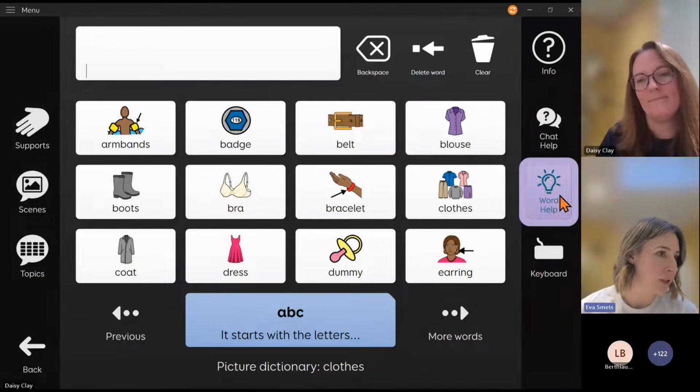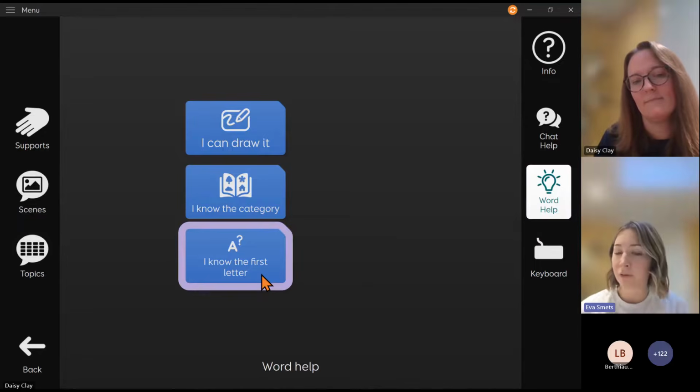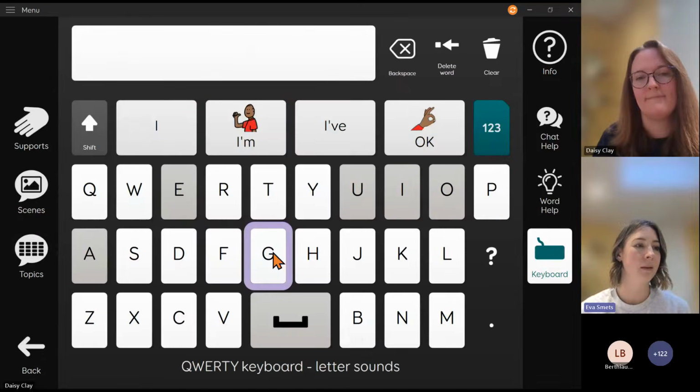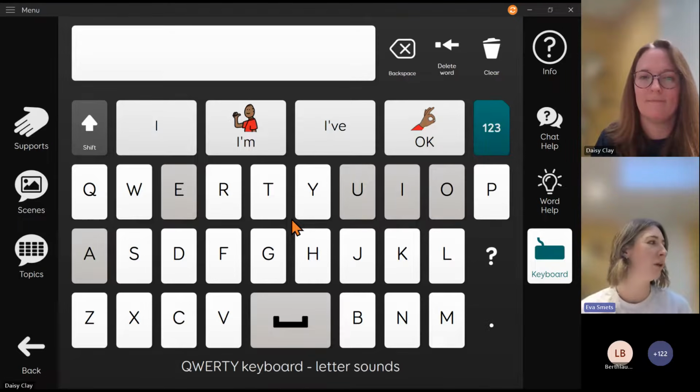And then the final option in Word Help is if you don't have that visual knowledge, you don't have the category knowledge, but perhaps you know what letter or what sound the word starts with. I know the first letter. You can go to I know the first letter. This takes you to your default keyboard. The keyboard is set up as QWERTY with phonics sounds. So Daisy might know, for example, that her word starts with a T or a T.